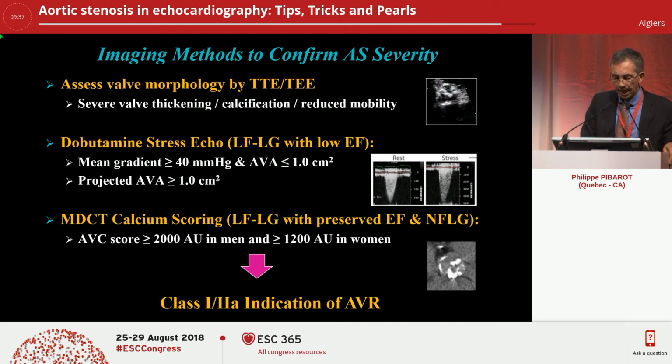of dobutamine. And for those with low flow, low gradient, but preserved ejection fraction, as well as normal flow, low gradient, if they are symptomatic, use calcium scoring with different cut points in men and women.